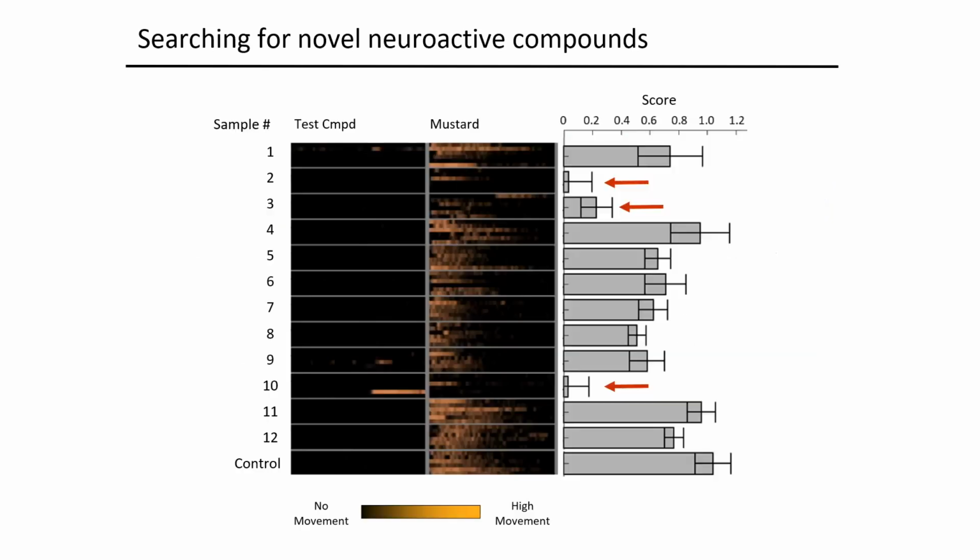And so here's some specific data where these are different samples. These are different potential drug leads. And each one of them is tested in a behavioral assay. So black in this figure is no movement. Copper would be high movement. And so you can see that sample 2 and sample 3 have substantially reduced the effect of this animal to the stressful stimuli.